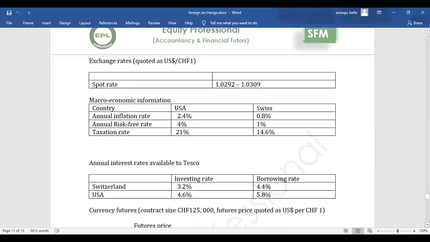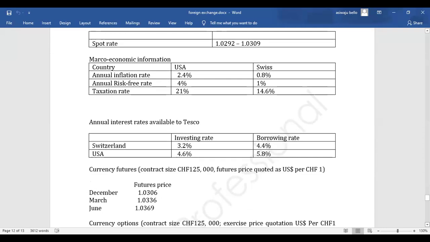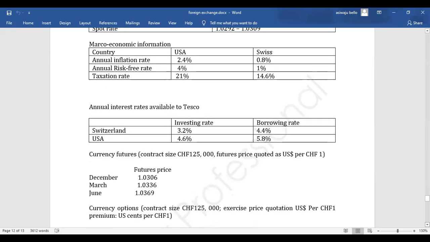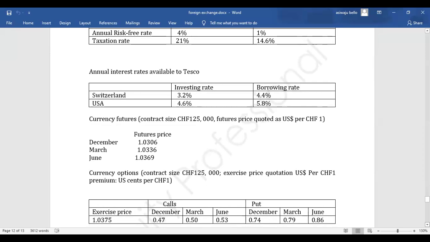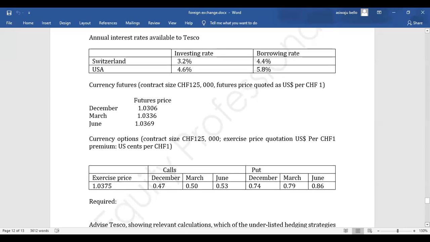Next, the annual interest rate available to Tesco, the investment rates and borrowing rates. Currency futures: we have the contract size, and the futures price quoted in United States dollar per CHF1. For futures prices, we have December futures, March futures, and June futures. Currency options: we have the contract size and the exercise price given to us.